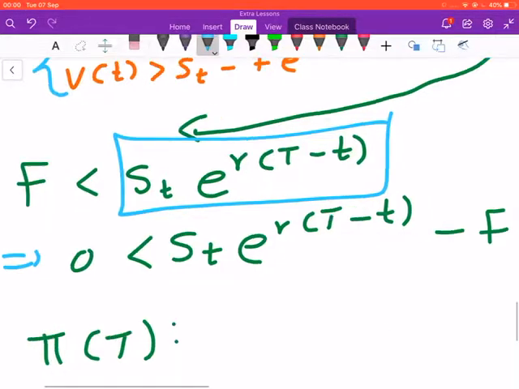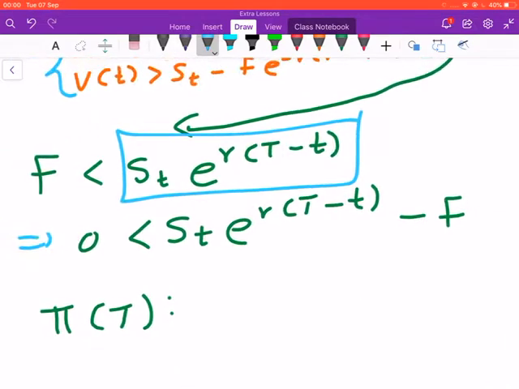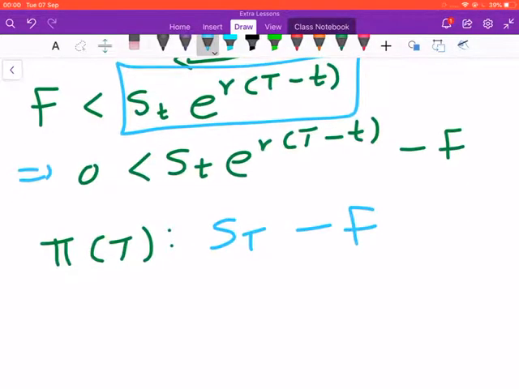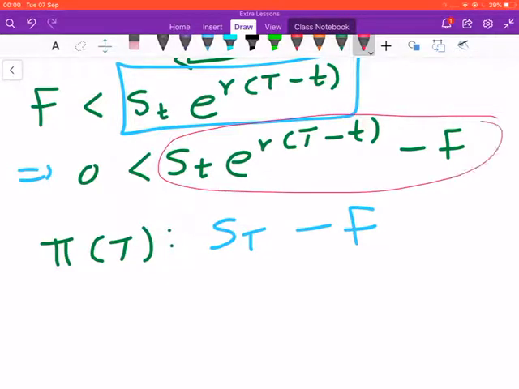So what happened is that we will look at two things. We know that at maturity, when you enter a forward contract, you are going to receive ST and you are going to lose F. So you are trying to build a portfolio where you will have this equation, and that equation should be greater than 0, because that will mean you will have an arbitrage opportunity.